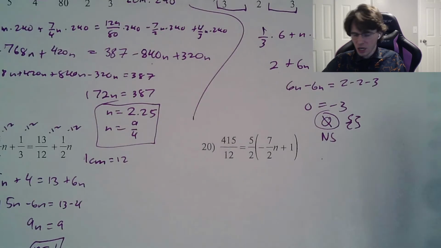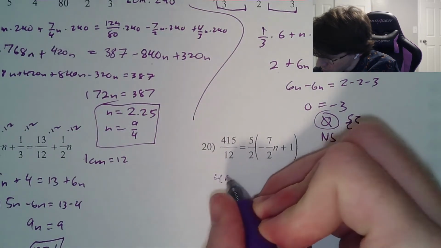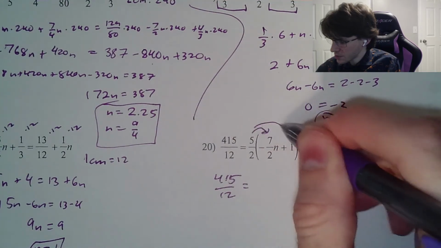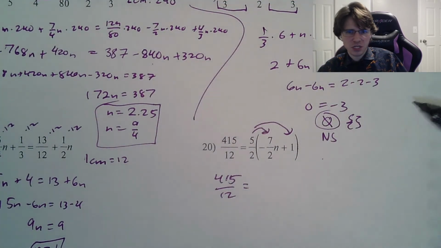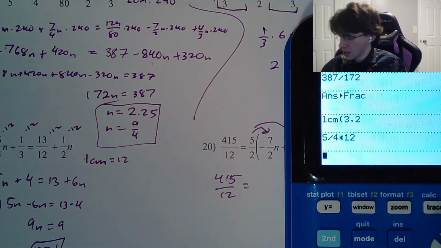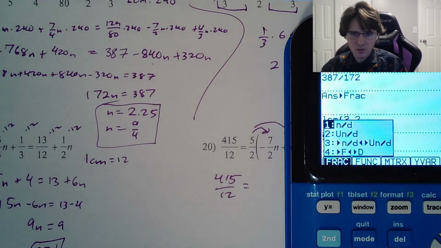Number 20, here we go. So 415 divided by 12 is equal to, first step is to do distributive property with fractions. A little bit obnoxious, but still doable. When you do this, I recommend the calculator fraction button. That is, again, alpha, y equals, enter.